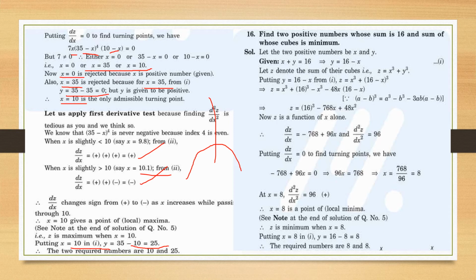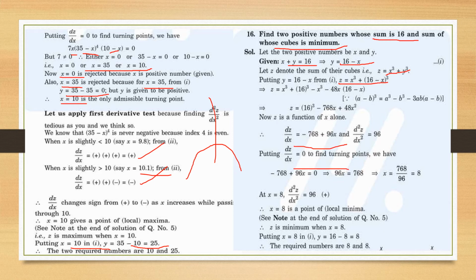Again, two positive numbers whose sum is 16 and the sum of whose cubes is minimum. So x plus y is 16, y is 16 minus x. Sum of cubes is x cube plus y cube. Replace, please change the question to x. You can replace anyone and then apply dz by dx.